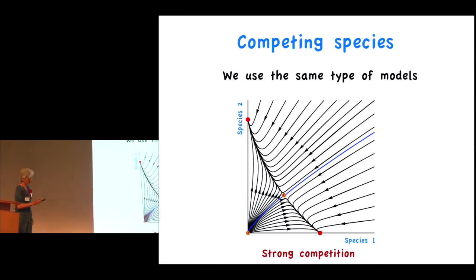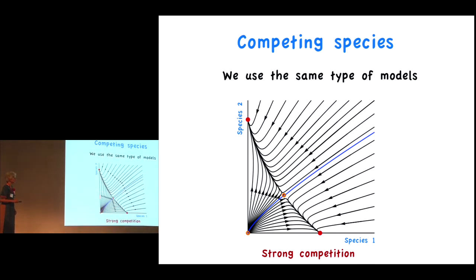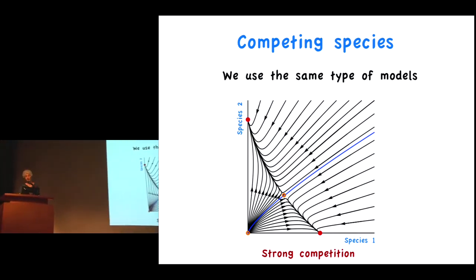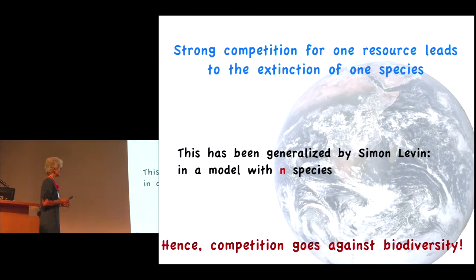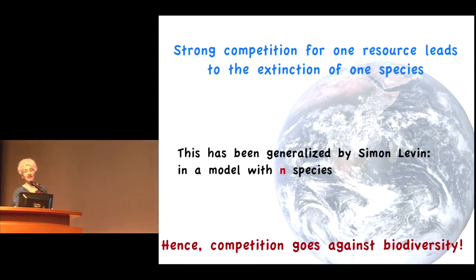So it's the same geometric picture. Suppose, for instance, this is the quantity of species 1 and the quantity of species 2. And then I follow the line with the arrow. What will happen? Oh, I will end in this place, and in this place species 2 is 0. So I have extinction of species 2. If I start here, I end here, 0 of species 1. So if I have strong competition, then it leads to the extinction of one species. So that means competition goes against biodiversity. But we have biodiversity. So where does it come from?